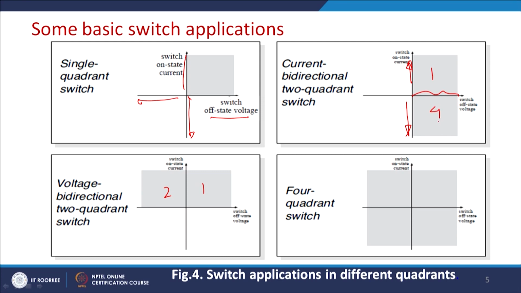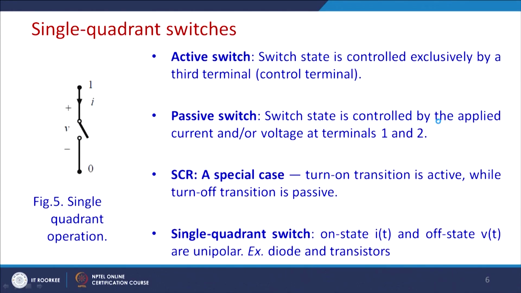In the same way, we may require a kind of switch which can flow current in either direction and can block the potential in either direction. If that is possible by a switch or a combination of switches, we say that this is a four quadrant switch. Let us see an application of it.